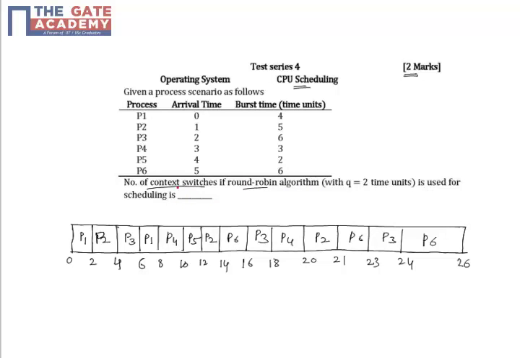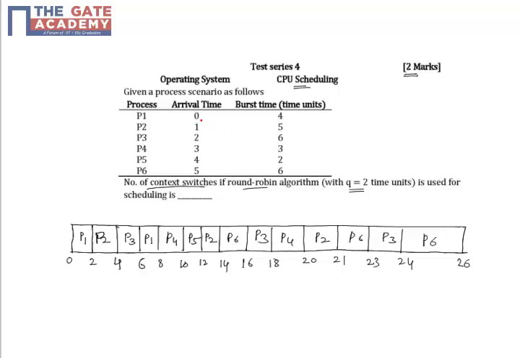So what we want to find is the number of context switches if we use the round robin scheduling algorithm, and we have to consider the time quantum q equal to 2. Okay, so let's start. There is this chart which is already here, so let's see how we are arriving at this chart.